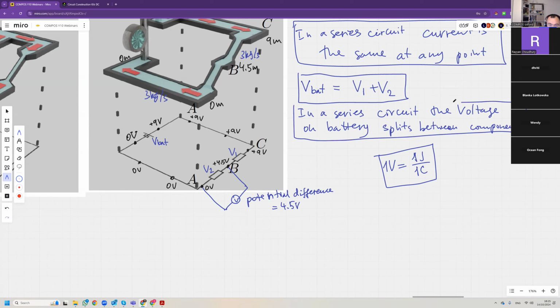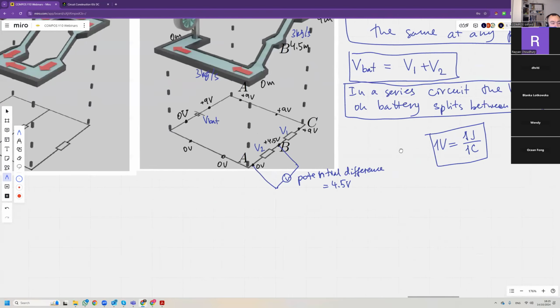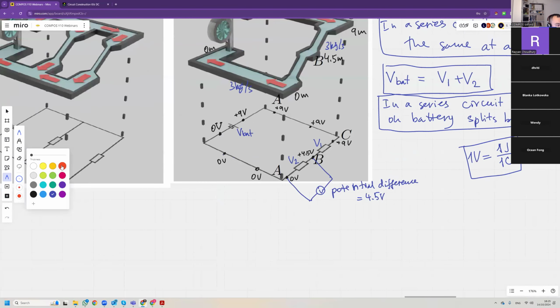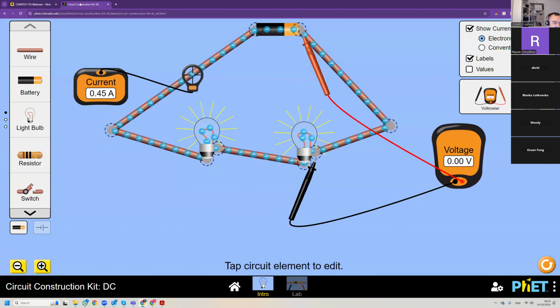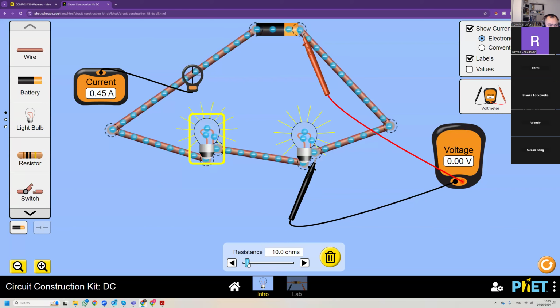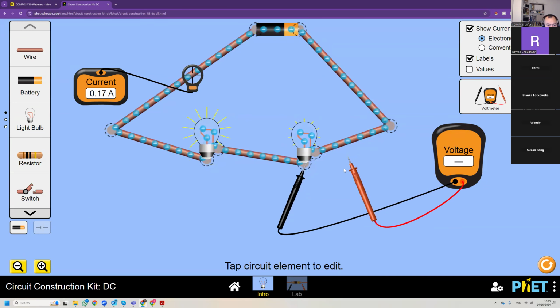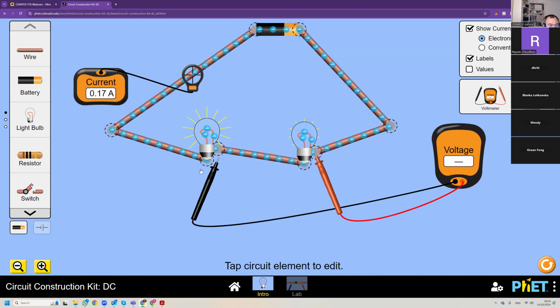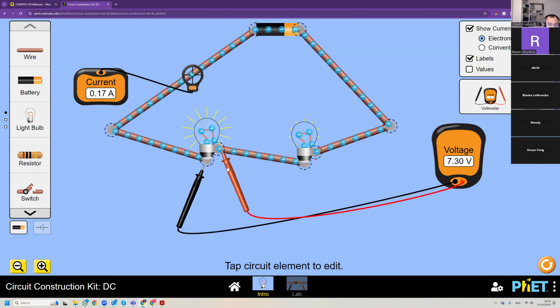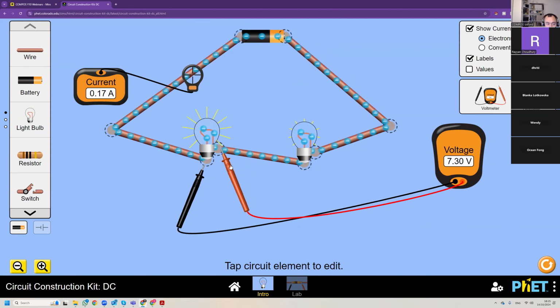Okay. Right, so here you have the battery is 9 volts. This is 4.5, and this is 4.5. They don't have to split equally, of course, and you probably know that. So if we change this lamp to something else, we can see that this is 1.7 and this is 7.3. Together they make 9, but they're not equal. So this is 7.3, this is 1.7.